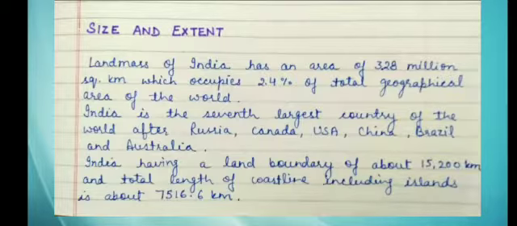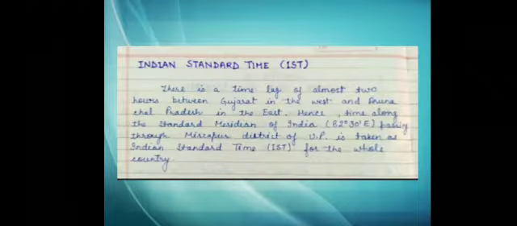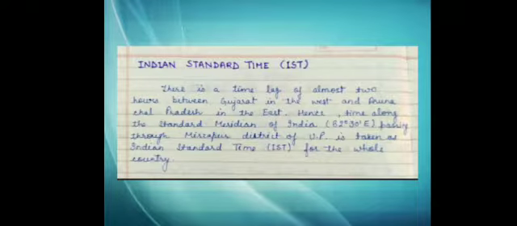India, having a land boundary of 15,200 kilometers and a total length of coastline including islands is about 7,516.6 kilometers. Indian Standard Time, which we have just discussed on the map of India: there is a time lag of almost 2 hours between Gujarat in the west and Arunachal Pradesh in the east.